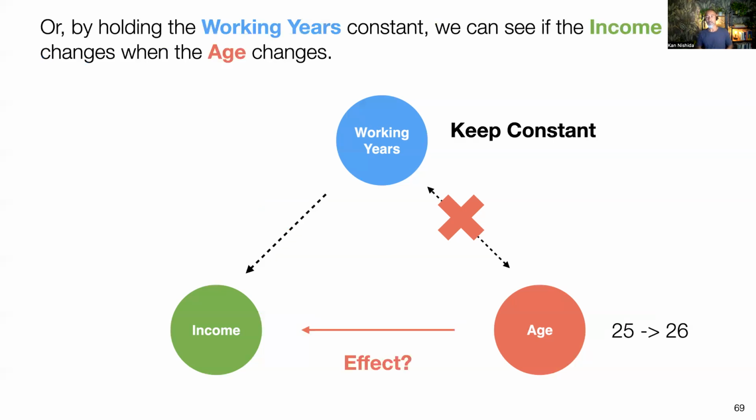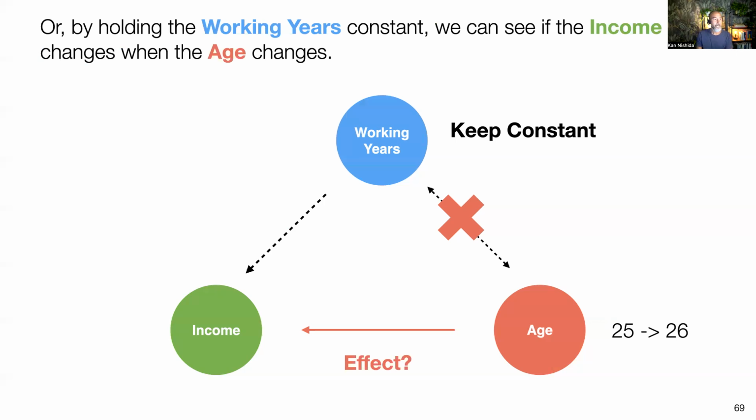Other things too, like what is the relationship between age and income? Then you can keep the working years constant, only the 10 years of working years group, and then look at the age difference in that group. And when the age changes, does income change as well or not, right? So then we can answer these types of questions.